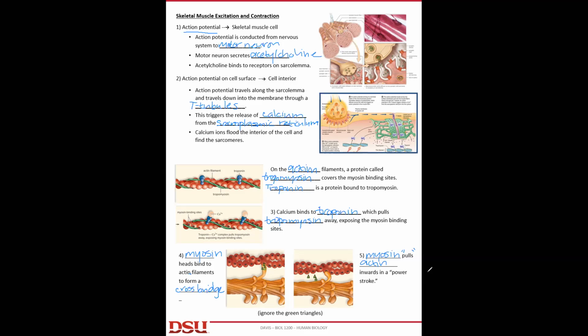All right, so once the gate is open, now we can have the myosin bind to the actin in something that's just called a cross bridge, which you can see in the image right down there at the bottom. And yes, ignore those green triangles. But you can see the cross bridge between the actin and the myosin. And then the myosin, quote unquote, pulls the actin inwards as the actin shortens in what's called a power stroke. And there you have your contraction.